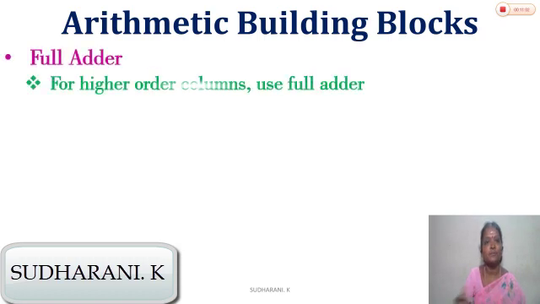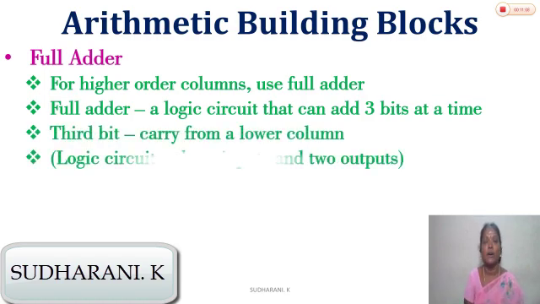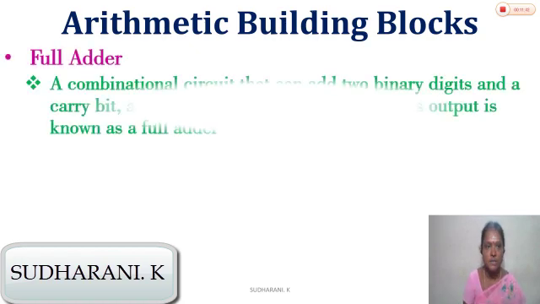A full adder, which is meant for adding higher order columns, or I can say for adding the binary digits that correspond to higher order columns, we use full adder. So full adder is a logical circuit which can add 3 bits at a time. The 2 bits are the binary digits to be added, and the third bit is the carry from the lower column. It's a logical circuit which has 3 inputs and 2 outputs.